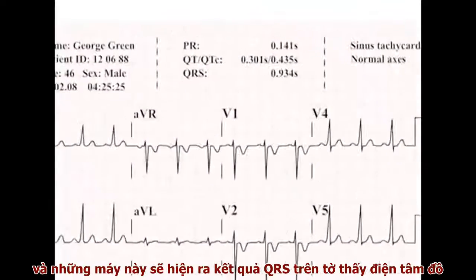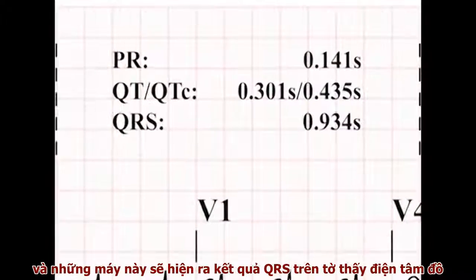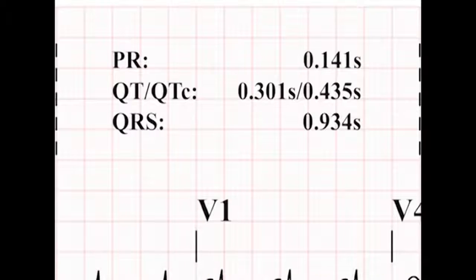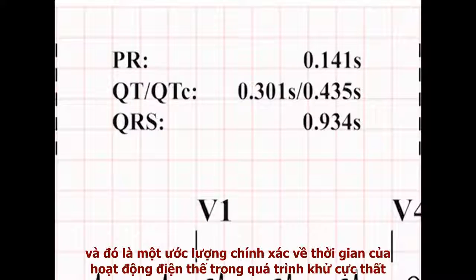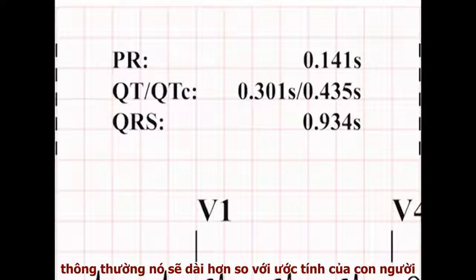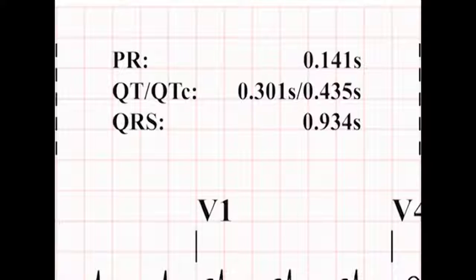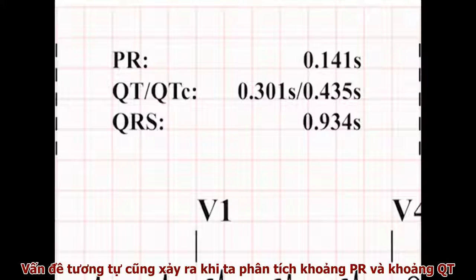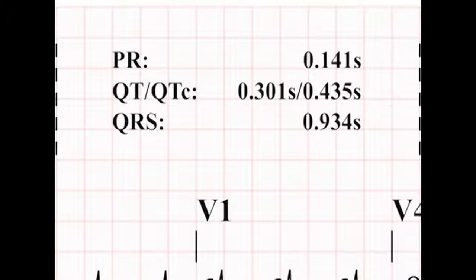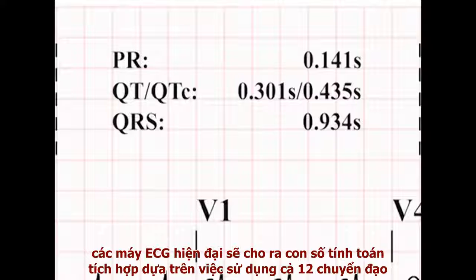These machines then report this integrated QRS duration on the printout. This tends to represent an accurate estimate of the duration of all of the events of ventricular depolarization and will always tend to be longer than the human estimate based on the analysis of the widest QRS duration. Exactly the same problems exist for the analysis of the PR interval and the QT interval, and modern machines will present you with an integrated value calculated using all 12 leads.